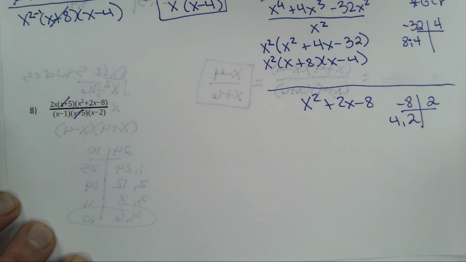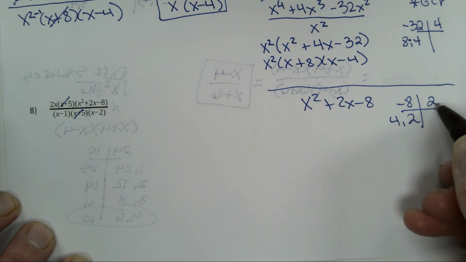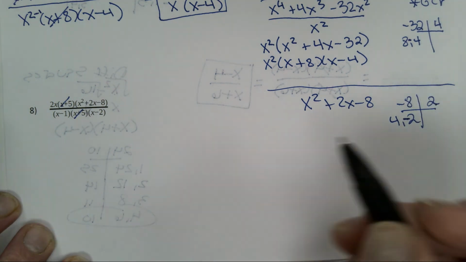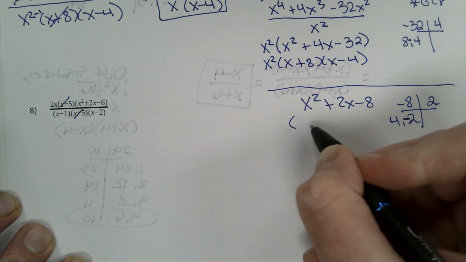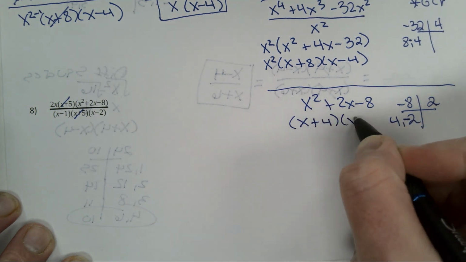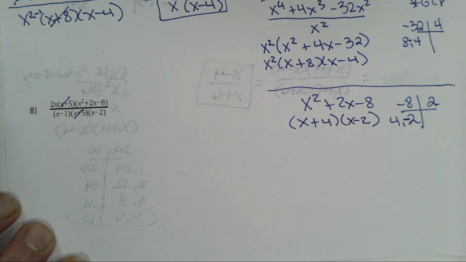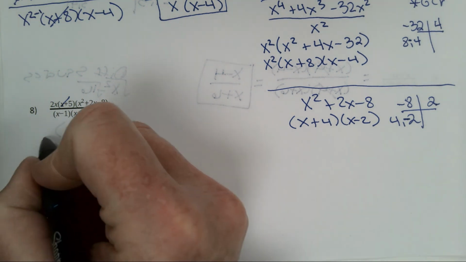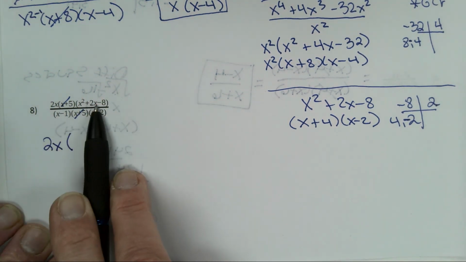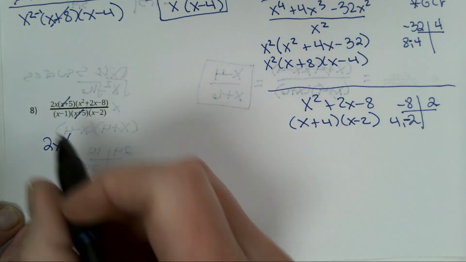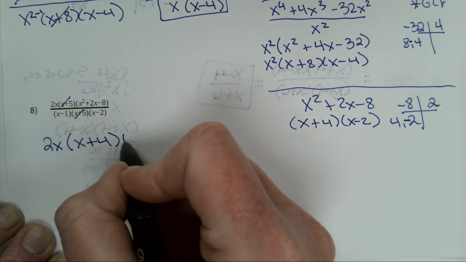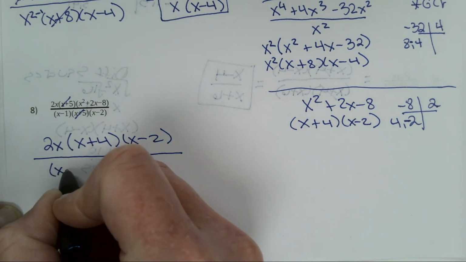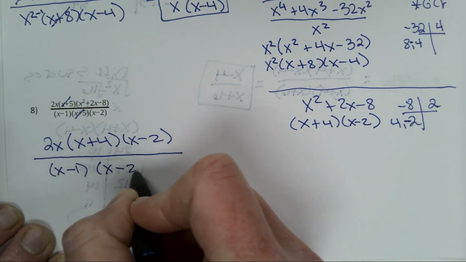So 4 times 2 is 8, and it has to add up to the positive, so the 2 has to be negative. So this is going to factor as x plus 4, x minus 2. All right, so I'm going to rewrite this numerator. I keep my 2x. I'm writing this in factored form as x plus 4, x minus 2. My denominator, I'm just rewriting it.